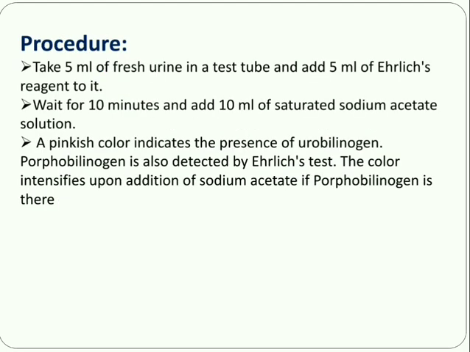Procedure: take 5 ml of urine in a test tube and add 5 ml of Ehrlich reagent to it. Then wait for 10 minutes. After this, add 10 ml of saturated sodium acetate solution. A pinkish color indicates the presence of urobilinogen. If porphobilinogen is present, it intensifies upon the addition of sodium acetate.